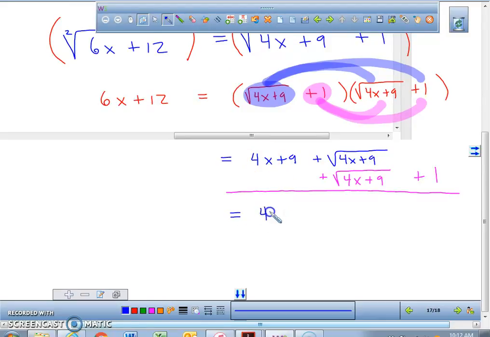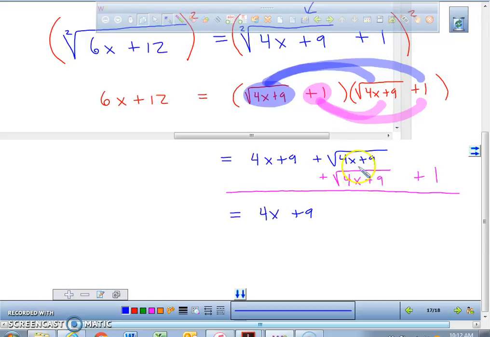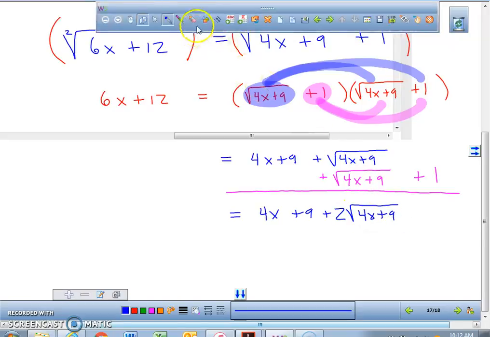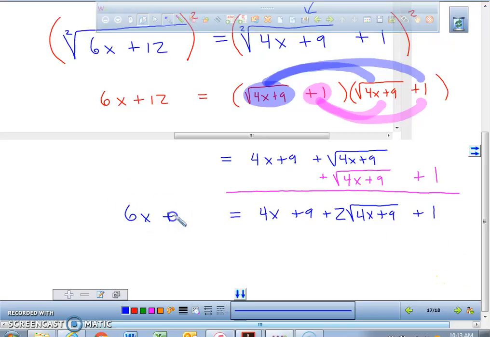Right now, I have a 4x plus a 9. Now when we add these two together, you have 2 radical 4x plus 9s, plus a 1. On the left-hand side, nothing's changed. It's still 6x plus 12. I'm just bringing that down.